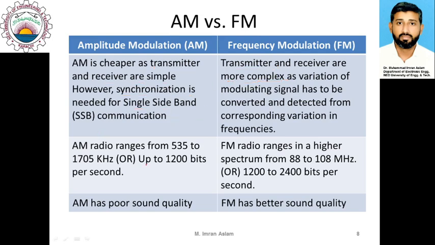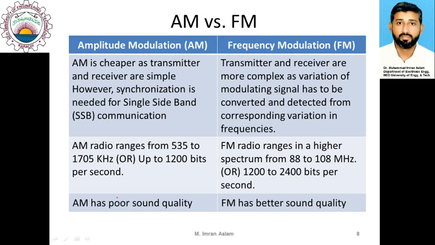Typical ranges for AM modulated waves which are used practically are from 535 kHz to 1715 kHz, and they can support a data rate of up to 1200 bits per second. FM radios support broadcast at a relatively higher spectrum, which is 88 to 108 megahertz, and they typically support data rates from 1200 to 2400 bits per second. So you can see that FM modulation works at a relatively higher frequency band with a higher data rate.